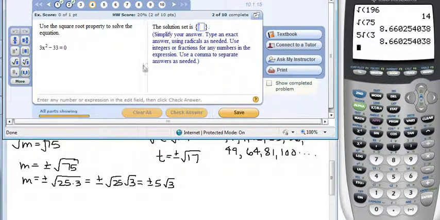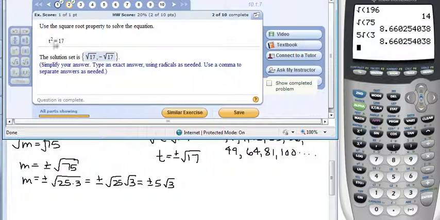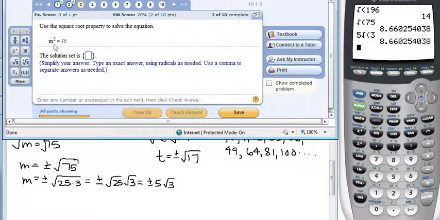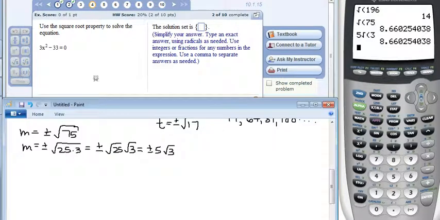Okay, so what did you notice about these 3? You notice that the variable was isolated in all of these, and we went ahead and did all the square rooting right off the bat. Take a look at this one. It's not. So now what do we do? Well, now we make the variable isolated. So that's our first step. We force it to be on its own.